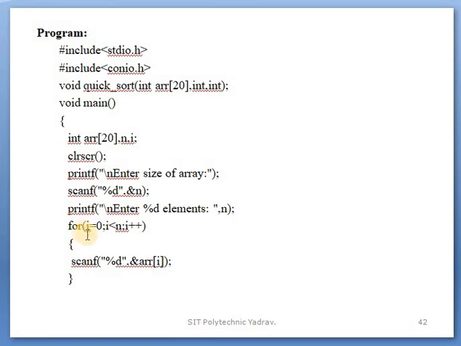Okay, for I is equal to 0, I less than n, I plus plus, that is the condition. Scanf %d with the address of array of I. Using the address means the numbers are stored one by one in memory locations. Array of I means array of 0, 1, 2, and so on.